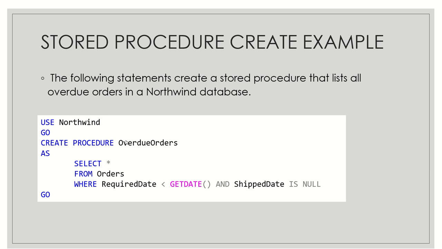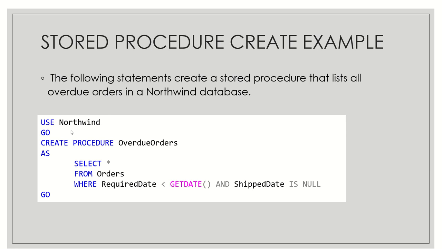So this procedure is called overdue orders, and the program statement is just one select statement. It says select all from orders, orders is the name of a table, where required date is less than today's date, and shipped date is null. Now if we take a look at what this means, it means that the order was required before today, but it has not yet been shipped. And that's what makes it overdue. Something should have been shipped by now, but wasn't.